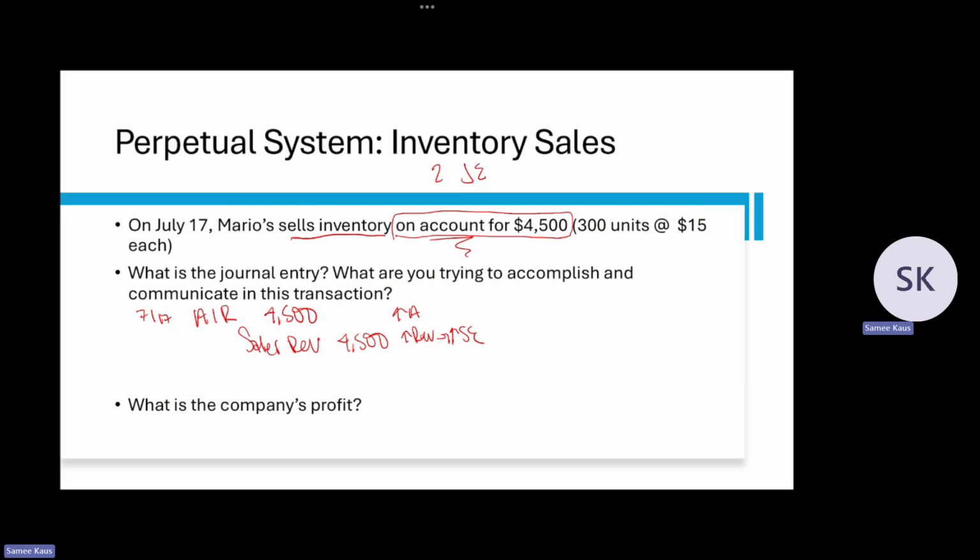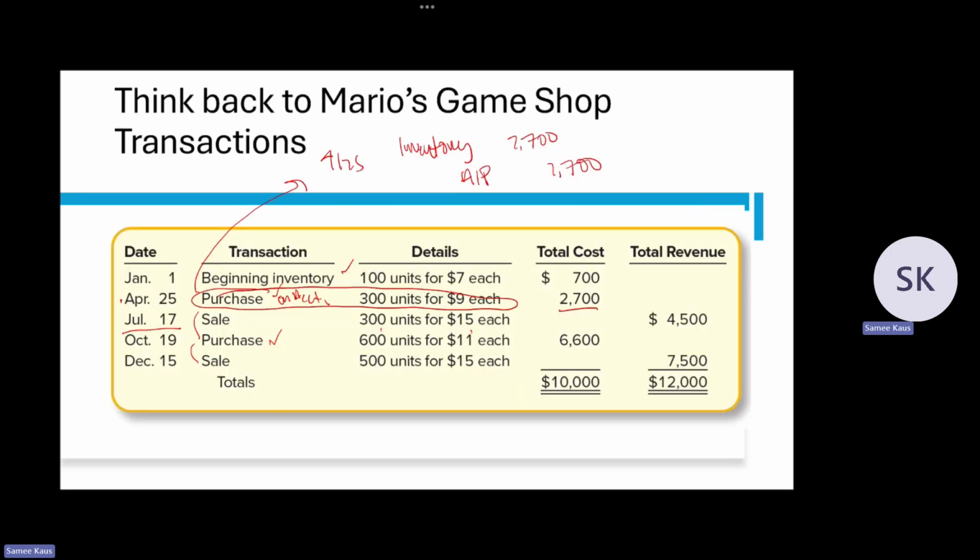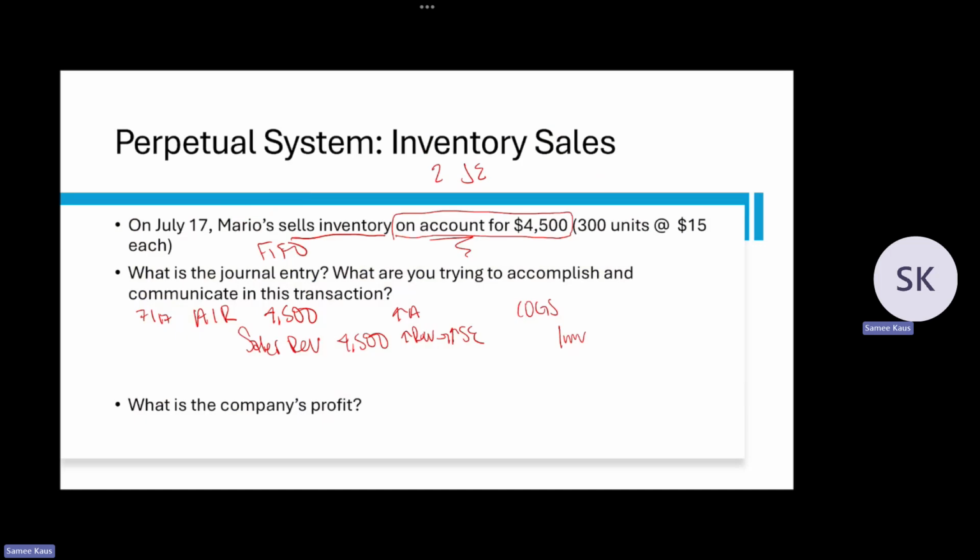So I also need to book on this same day my cost of goods sold and my reduction in inventory. So how do I calculate that cost of goods sold if I am using a FIFO method? Well, I'm going to say I sell 300 units. I know that I'm going back over here and I'm assigning them based on my first layer of inventory. So I have 100 units from my first layer of inventory at $7 plus 100 or 200 units to get to the total 300 that I sold.